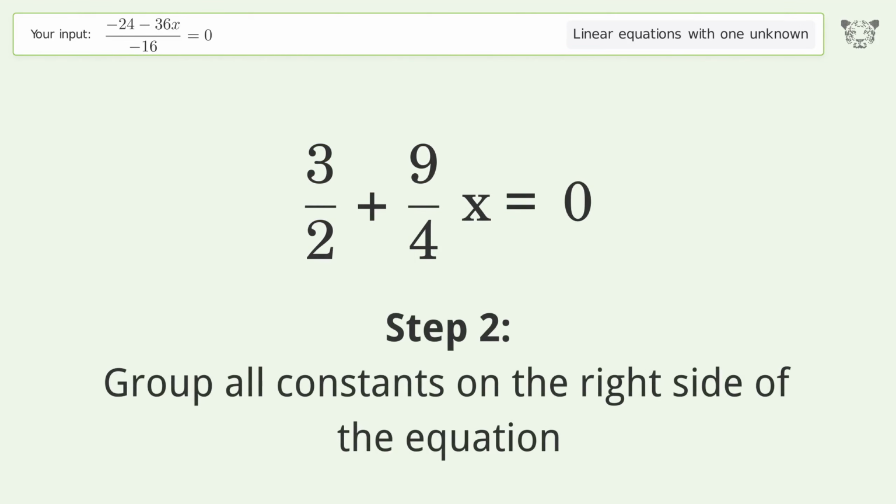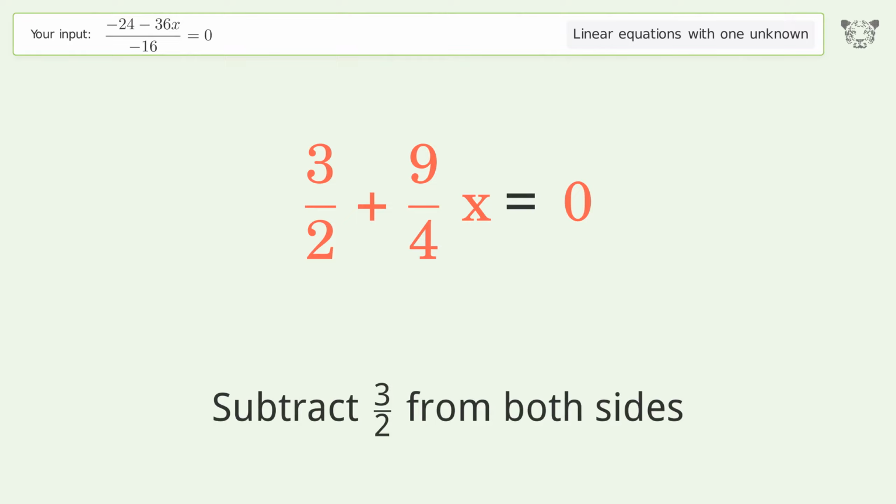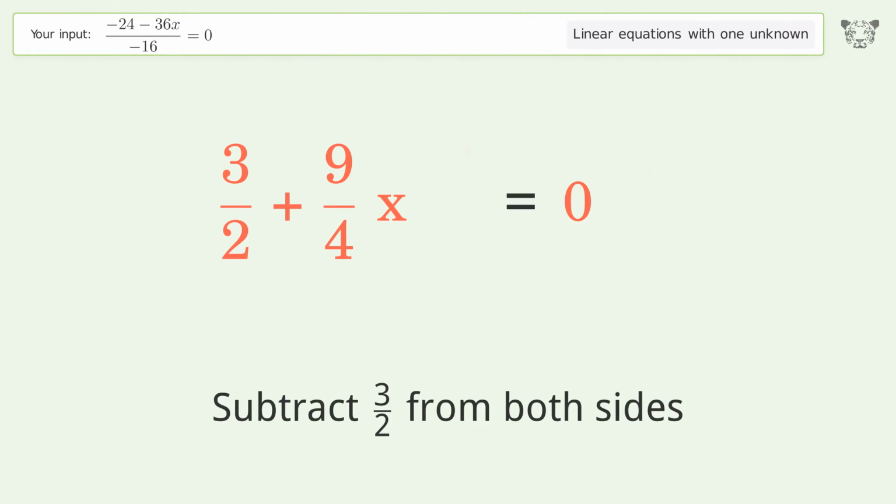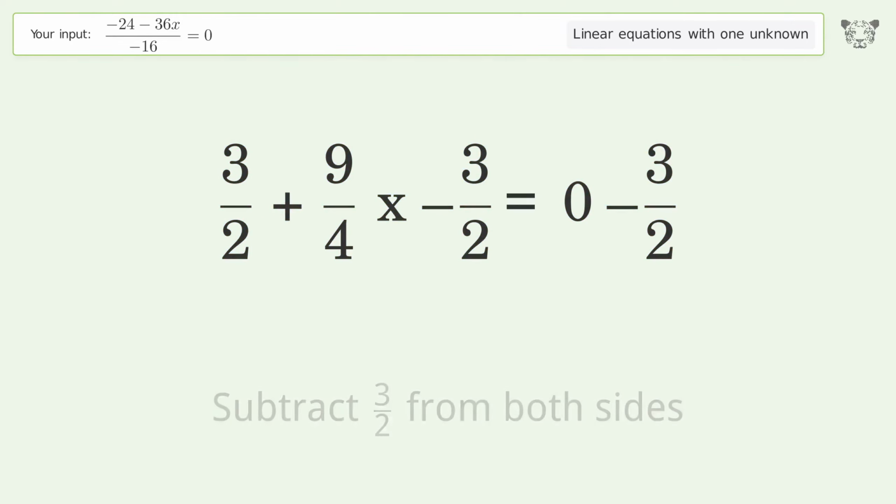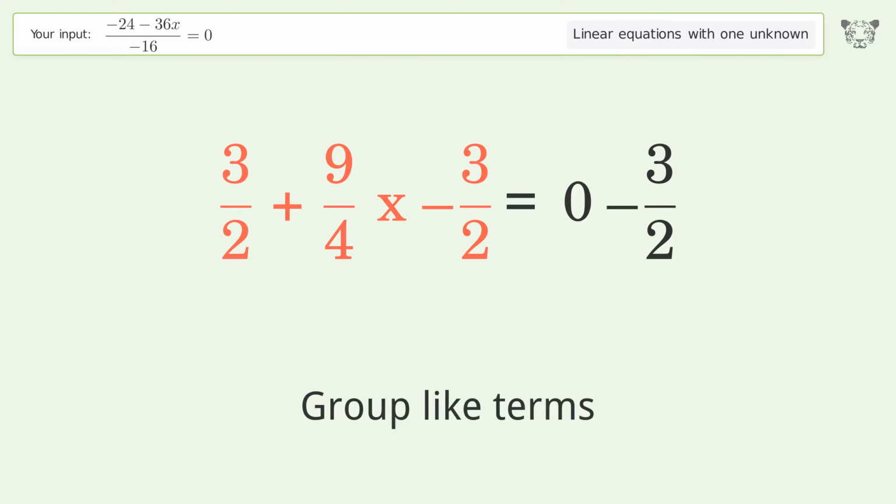Group all constants on the right side of the equation. Subtract 3/2 from both sides. Group like terms.